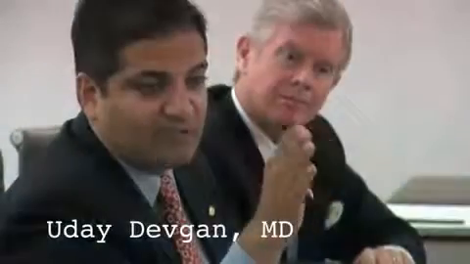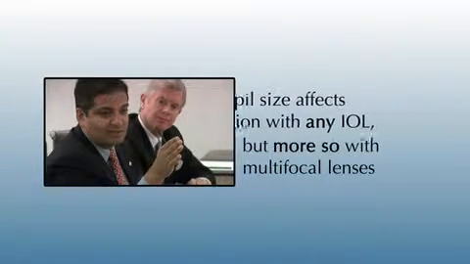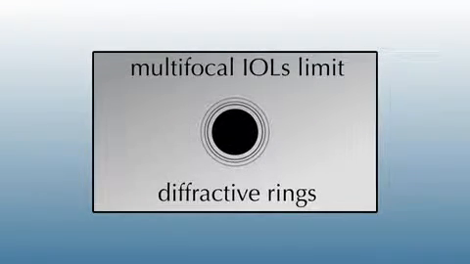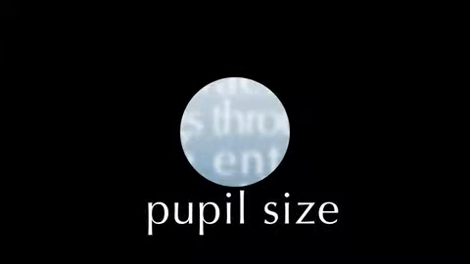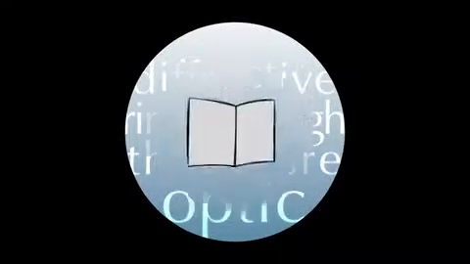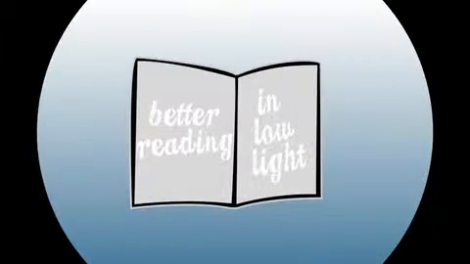Dr. Uday Devgan reports that pupil size affects vision with any IOL, but even more so with multifocal lenses. Multifocal IOLs limit diffractive rings to the central zone of the optic. Some multifocal IOLs have diffractive rings through the entire optic, resulting in improved reading vision in low light situations when pupil sizes are larger.